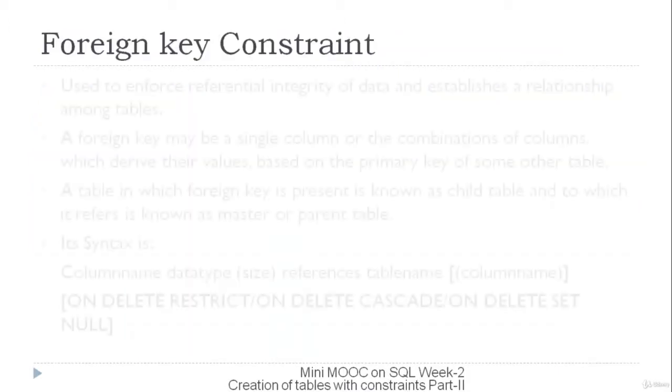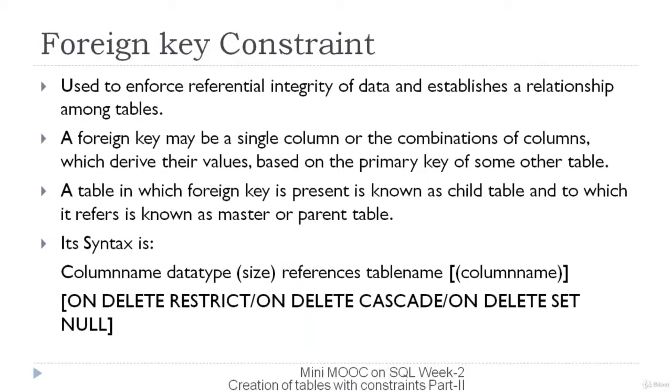Thus, foreign key is used to enforce referential integrity of data, and it derives its value based on primary key of some other table. The table to which it refers is known as master or parent table, and the table in which foreign key is present is known as child table. Its syntax is column name, data type, size, references, table name, and column name. Here, references table name is master table, and in braces we have to supply the column name of master table to which it refers.